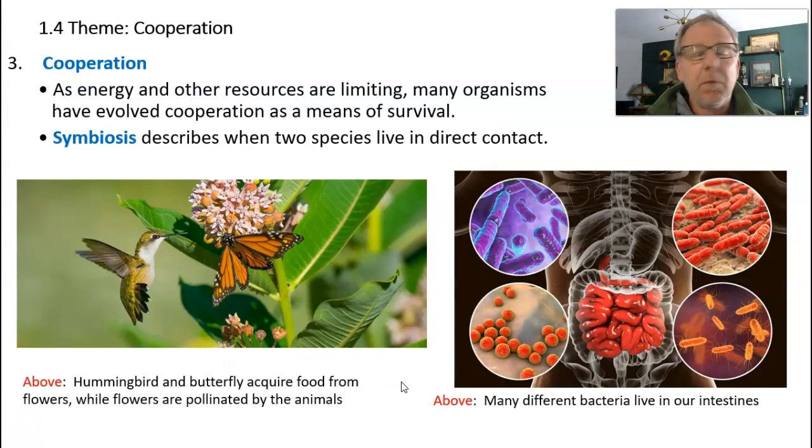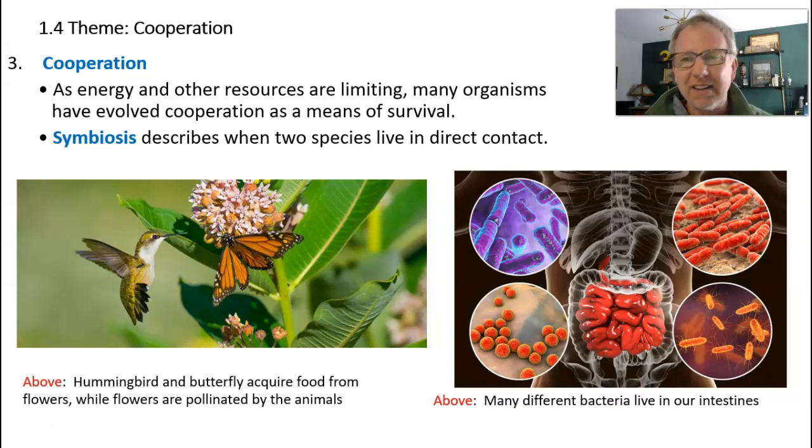So here's theme number 3. Cooperation. Life shows an amazing level of cooperation. Organisms are cooperating in diverse and dynamic ways. So, because energy and other resources, food, are limiting, they're not infinite, they can be hard to get, many organisms, many species have evolved cooperation as a means to survive.